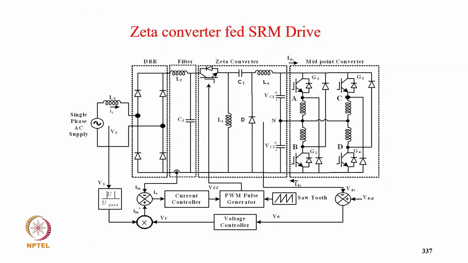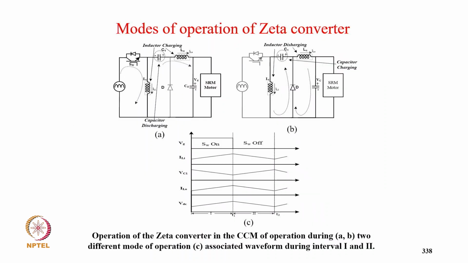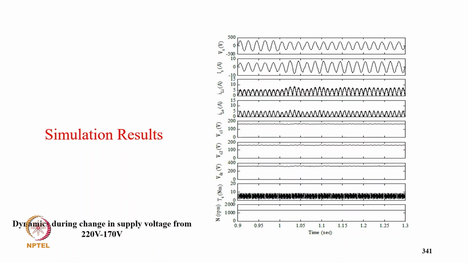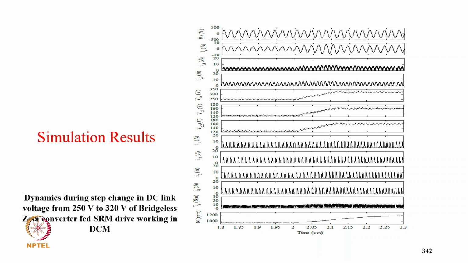This is the case of Zeta converter, typically for the control, and the different modes: device conducting, diode conducting, none of the two conducting, and waveform, design parameters, and the simulated waveform. That your supply current is continuous and for winding currents and torque. Then supply voltage variation per month.